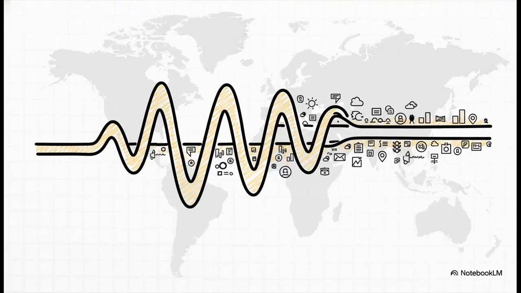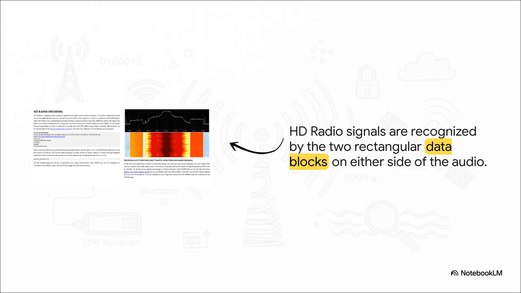And that brings us to HD radio. It's mainly a thing in North America, and it's another digital standard, but this one is built to carry a much, much heavier load of data, right along with its high-quality audio. And you can spot one of these signals a mile away on a spectrum display. You see those two perfect little rectangles on either side of the main signal? That's not static, that's not interference, that's pure data. And what's inside that data is just incredible.